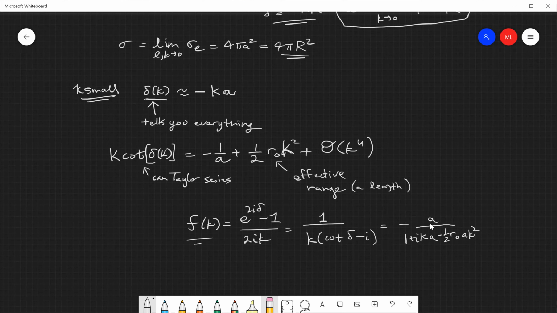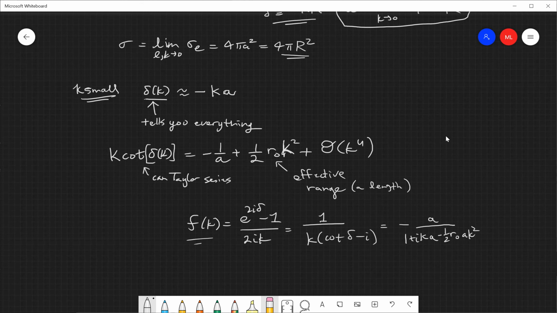So that's kind of interesting. Griffiths does a pretty good job describing this in more detail. There are problems at the end of the chapter that go over the analytic properties that help explain why you want to Taylor series this quantity instead of just delta. But maybe I'll do that in recitation as an example problem. So that's S-wave scattering.